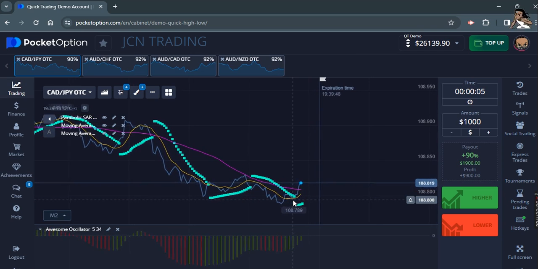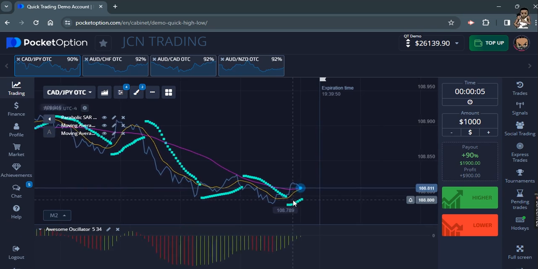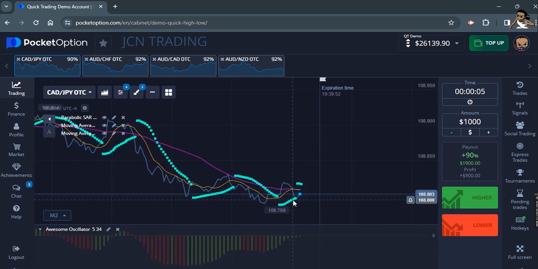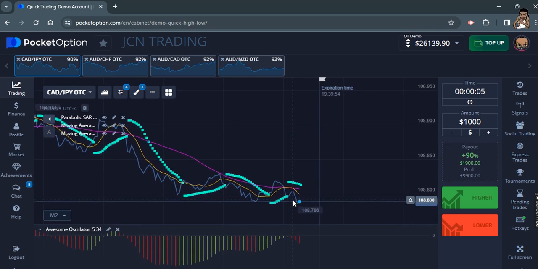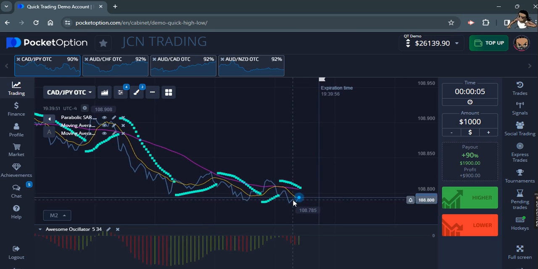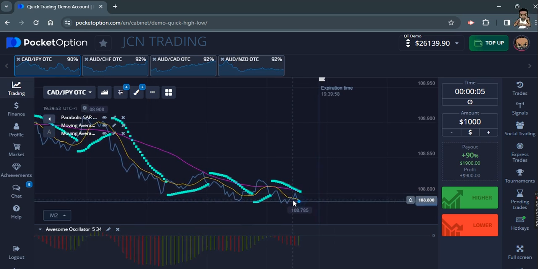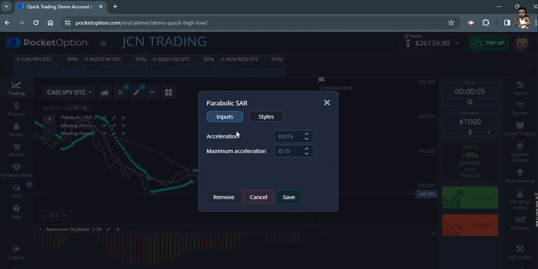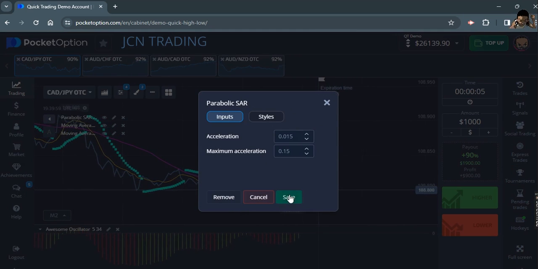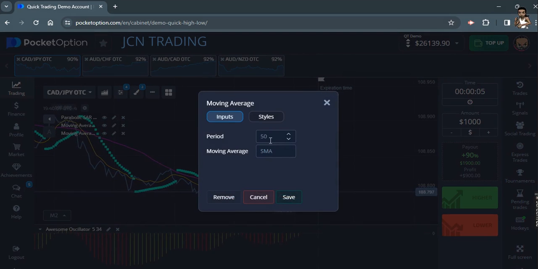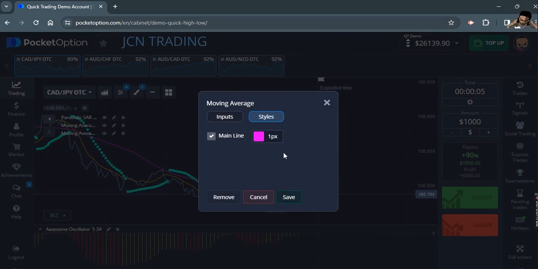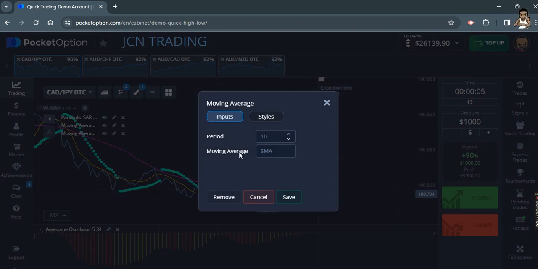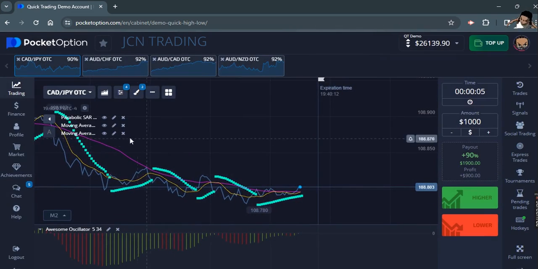So that's the formula, the strategy that I'm using right now. I released the settings. Guys, Awesome Oscillator, regular settings. Parabolics, you can do it on the regular settings, or you can do it on the 0.015, 0.15 settings. Parabolic settings, here you go. Save. Moving average, I'm using a 50 SMA. That's the purple line. And I'm using a 10 SMA. That's the golden line.